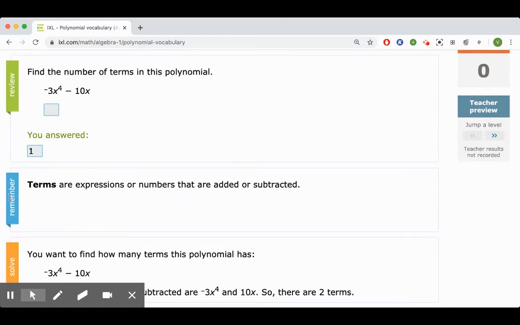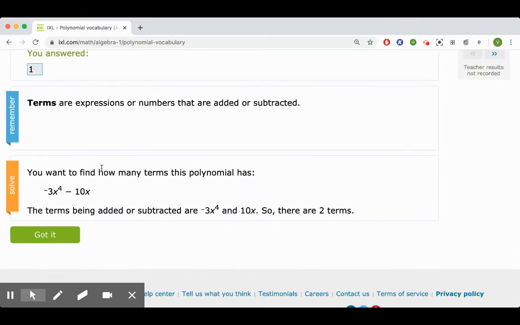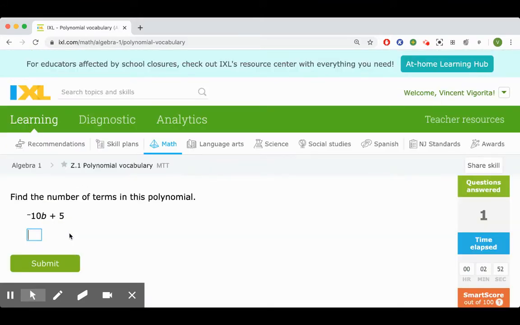So it says, remember, terms are expressions or numbers that are added or subtracted. You want to find how many terms this polynomial has. The terms being added or subtracted are negative 3x to the fourth and 10x. So there are 2 terms. And that's it. So how many terms are here? There's a term. There's a term. They're being separated by addition. So it's 2.